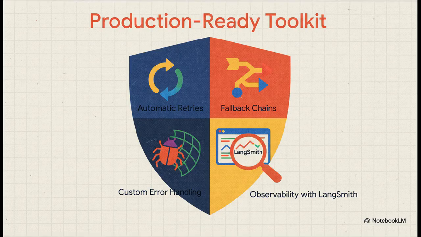So you need to build in defenses. You're going to want things like automatic retries for those temporary glitches and fallback chains in case your main model provider is down. But the absolute golden rule of production is observability. You have to be able to see what's going on. And tools like LangSmith are absolutely indispensable here, letting you monitor costs, latency, and errors before your users ever see a problem.